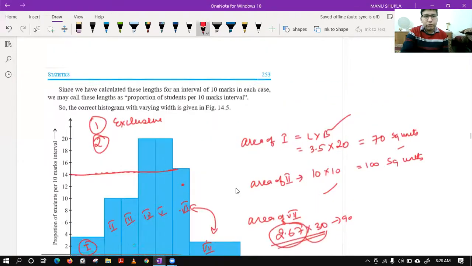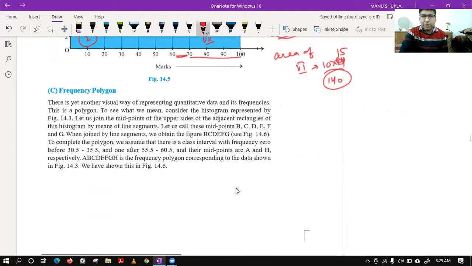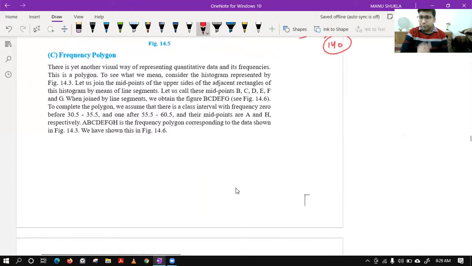Okay, so the first condition is exclusive. You have to check. If not, you have to make it exclusive. Second condition is you have to check the class width of all intervals. If they are same, nothing to worry about. If they are not same, you have to worry and you have to find the new frequencies, and then it will be fine. The next topic is frequency polygon.